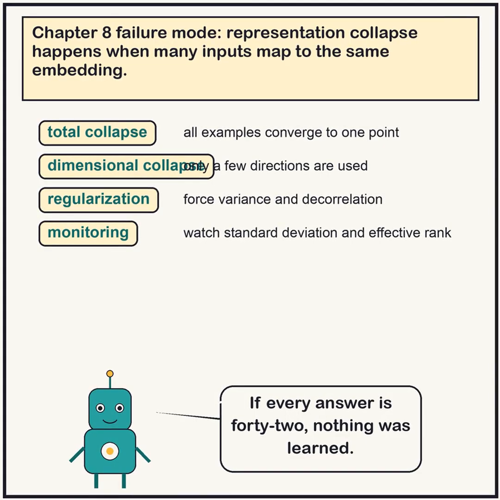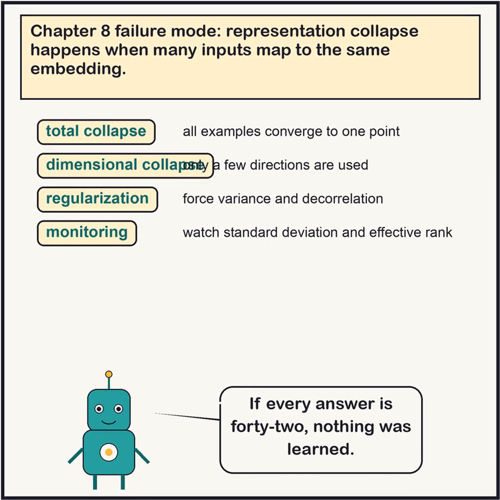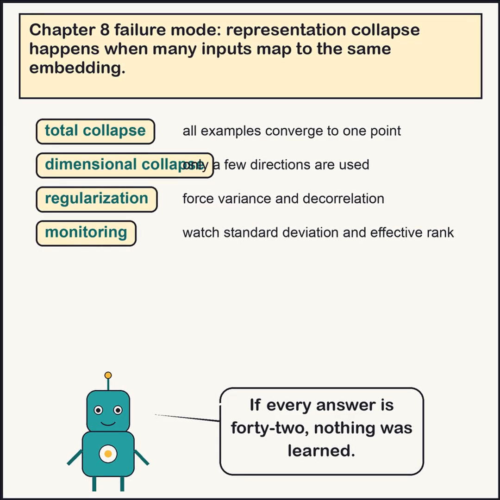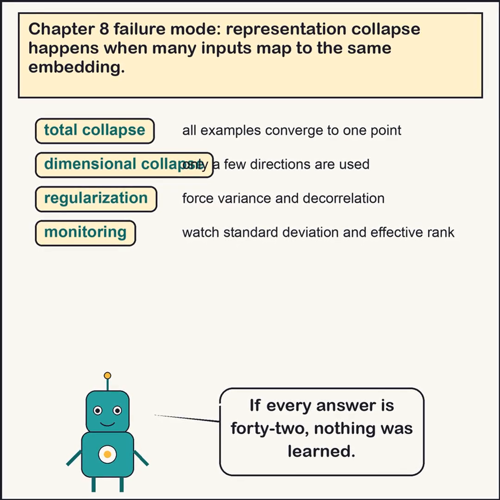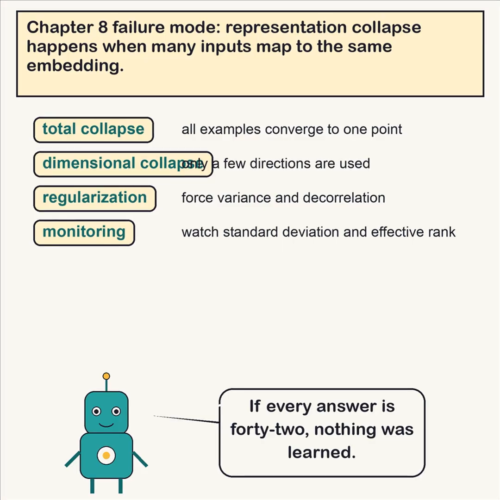Representation collapse is the failure mode to watch. Total collapse maps all examples to one point. Dimensional collapse uses only a small slice of the embedding space. Regularization forces variance and decorrelation, and monitoring checks standard deviation and effective rank.